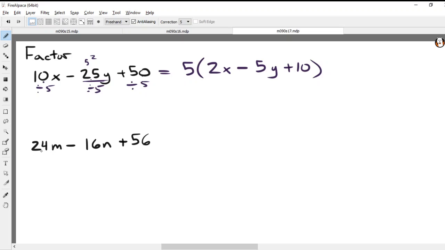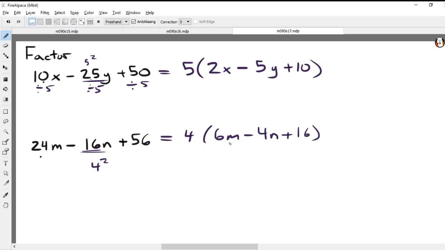One more here. We've got 24, 16, and 56. I'm recognizing 16 right away because it's a perfect square. 16 is 4 squared. 4 goes into 56, and 4 goes into 24, so I'm going to remove 4. 24 divided by 4 is 6. 16 divided by 4 is 4. And 56 divided by 4 is 16.